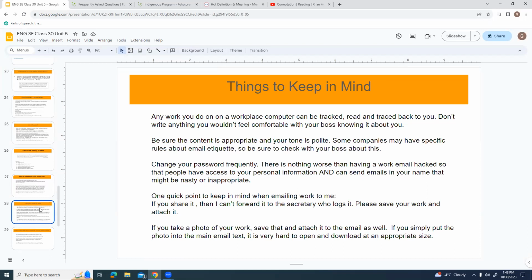Change your password frequently. There is nothing worse than having a work email hacked. Not only do people have access to your personal information in your emails, but they can also send emails in your name that might be nasty or inappropriate.